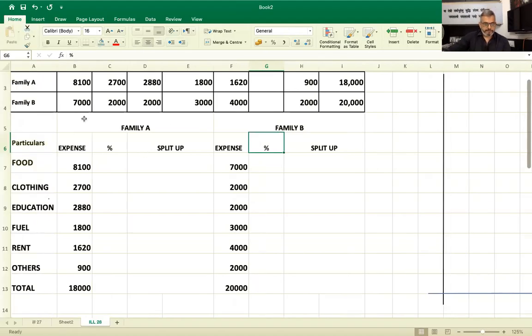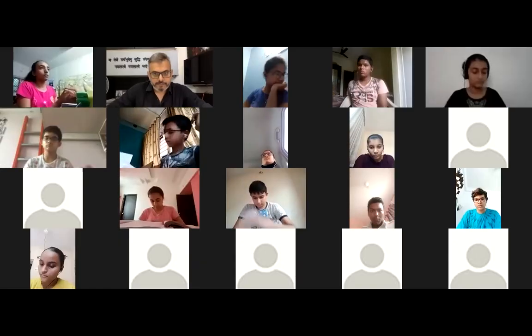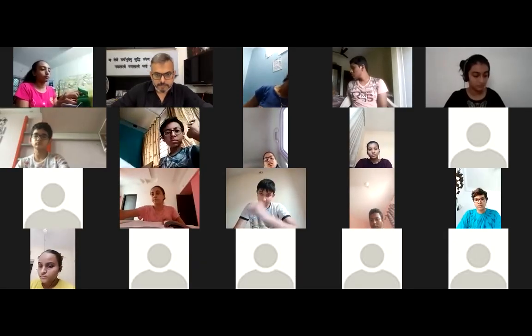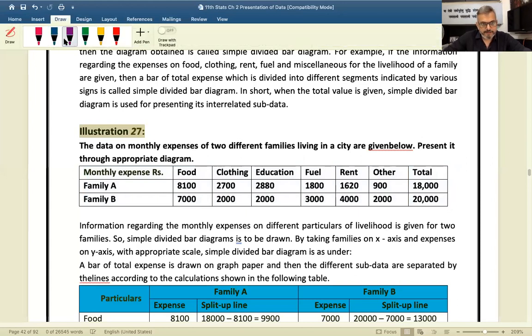Now, let's read the question. The data on monthly expense of two different families living in a city are given below. Present it through an appropriate diagram.